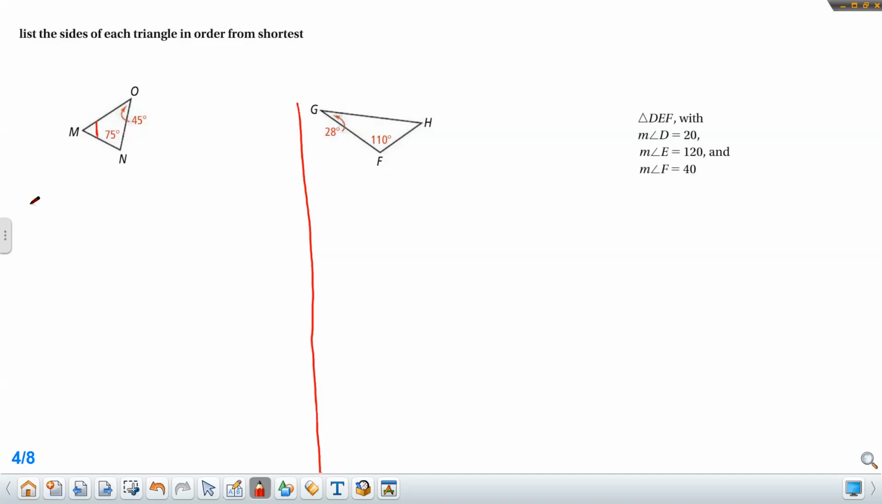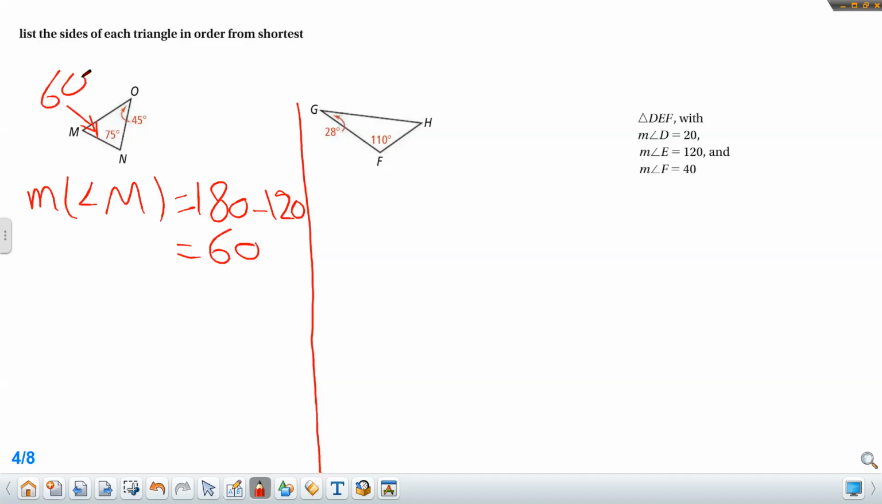So we can find the measure of angle M first: 180 minus the sum of 45 and 75, which is 120. It will be 60. Then now we can say measure of angle M equals 60. Okay, now arrange angles, then arrange sides.